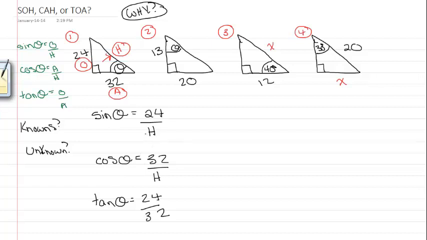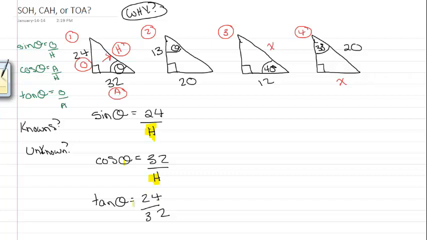Look at the first one. Is it possible to isolate theta? Remember, theta is unknown. It's not possible because I have this hypotenuse here. Looking at the second one, can I rearrange and in some way solve for theta? No, because again, I have this hypotenuse, and the hypotenuse is an unknown. So I have an unknown theta and an unknown side. I can't possibly isolate for one variable.